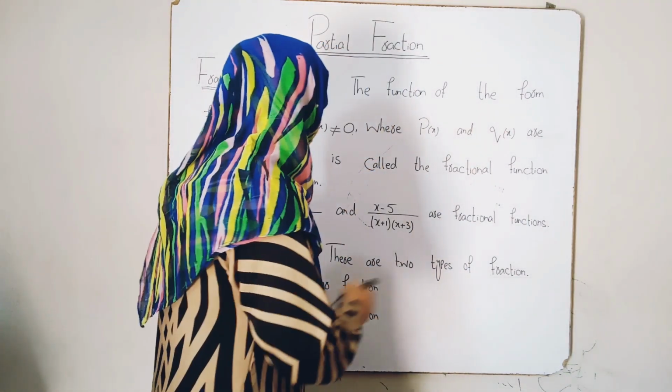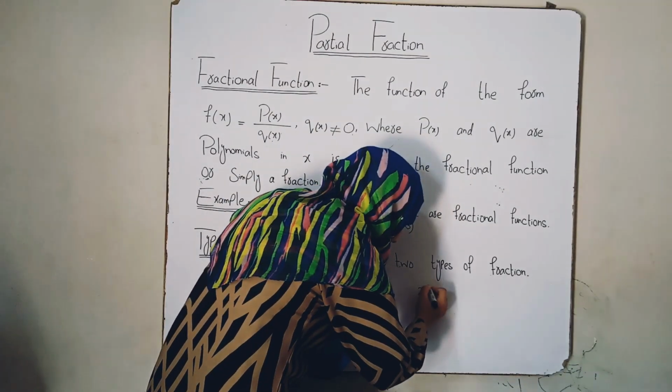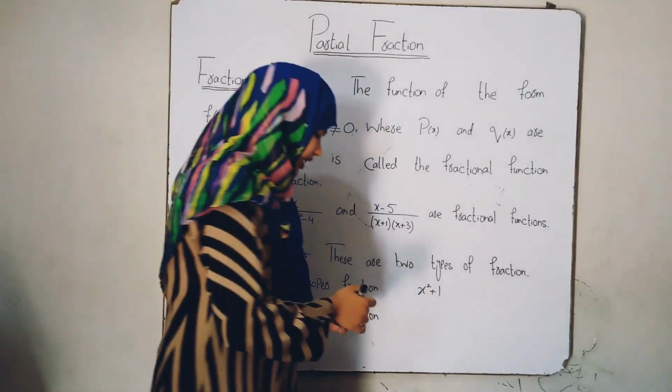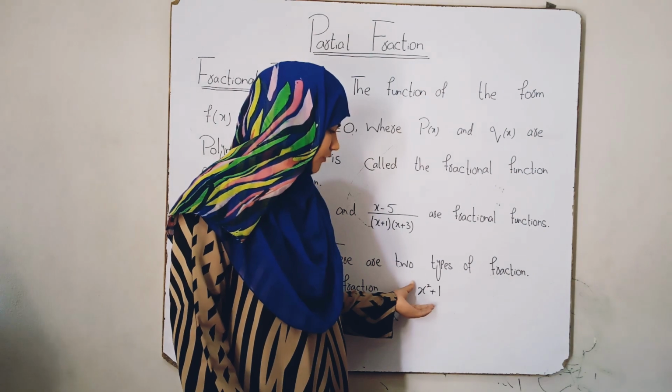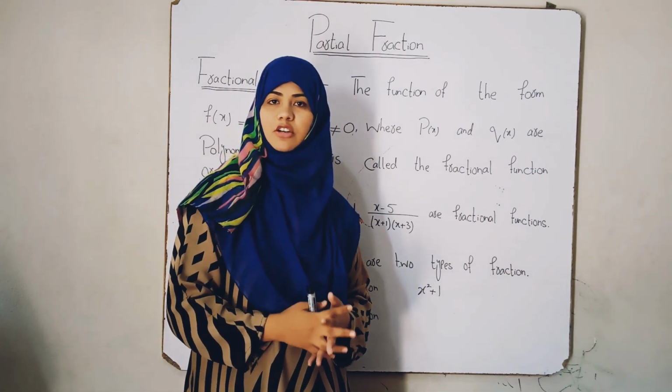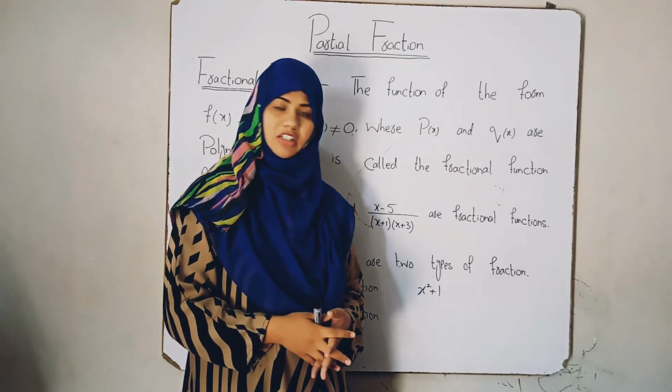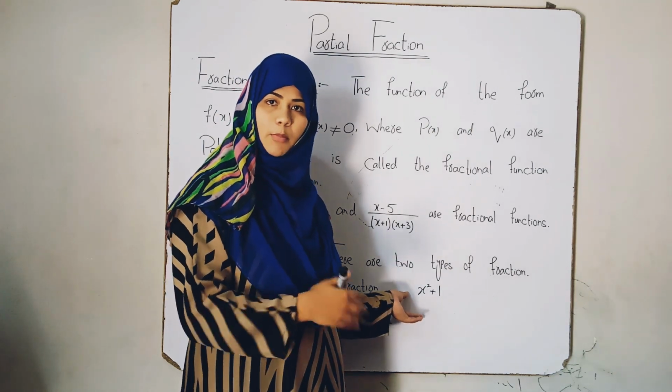For example, we have an algebraic expression that is x square plus 1. In this expression we can see that the power of variable is 2, and 2 is a non-negative integer, means positive integer, so this expression is a polynomial.